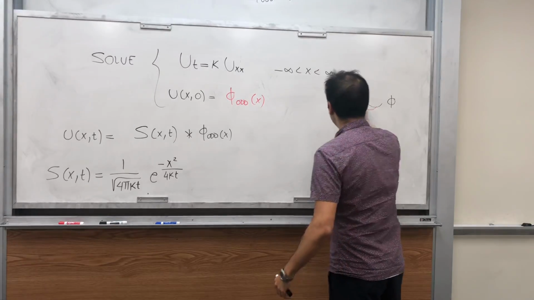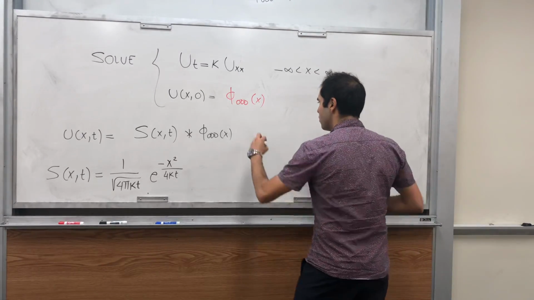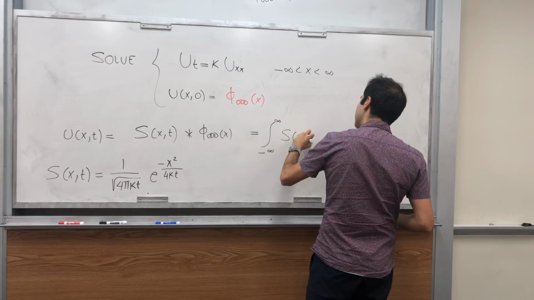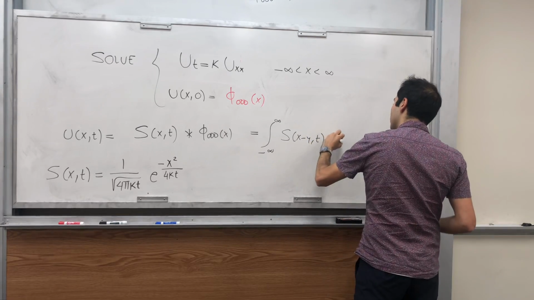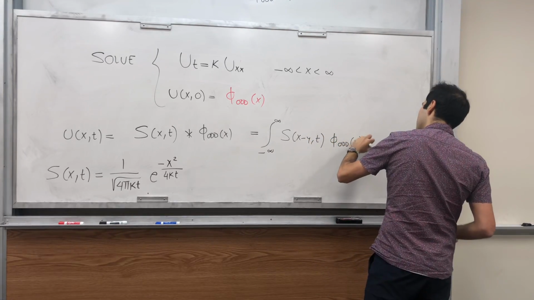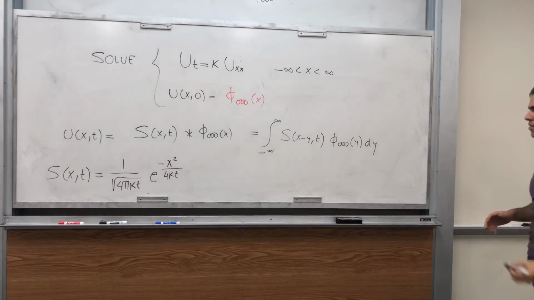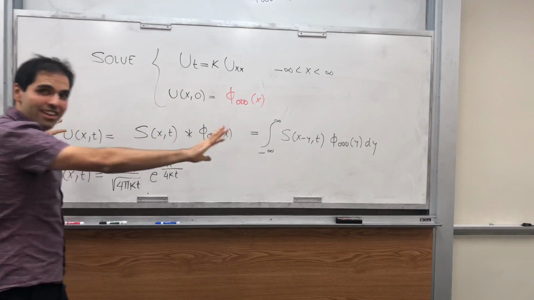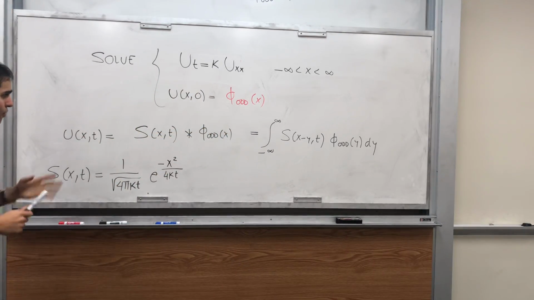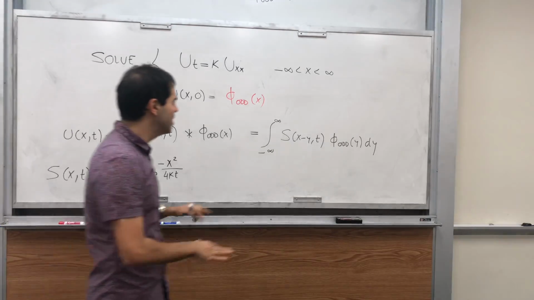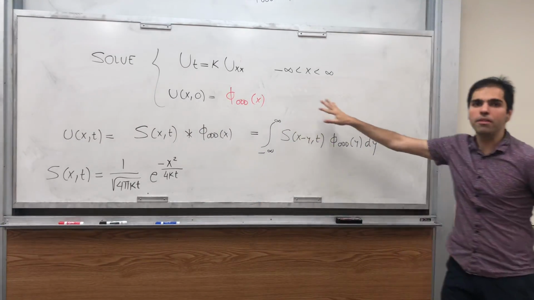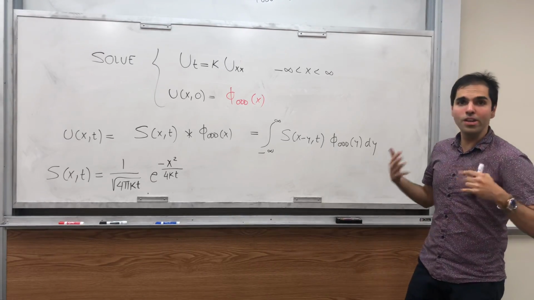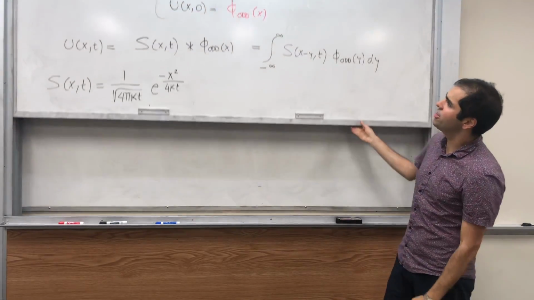And what is convolution? It's just the integral from minus infinity to infinity of S(x minus y, t) phi odd of y dy. And again, by the formula for the solution of the heat equation, this solves this problem. But then the question is, does this also solve our original problem? And yeah, you betcha.